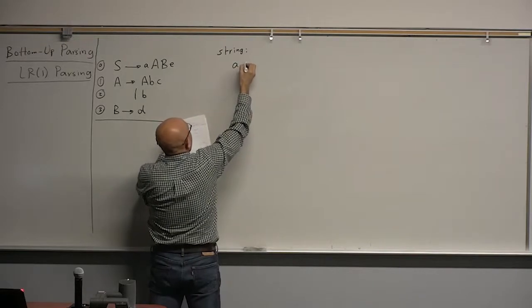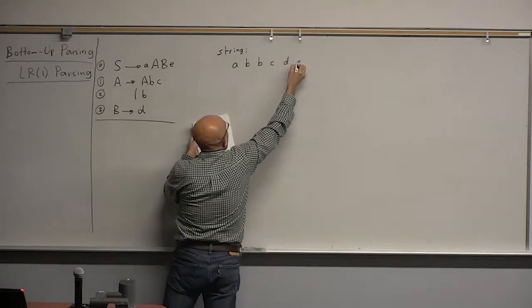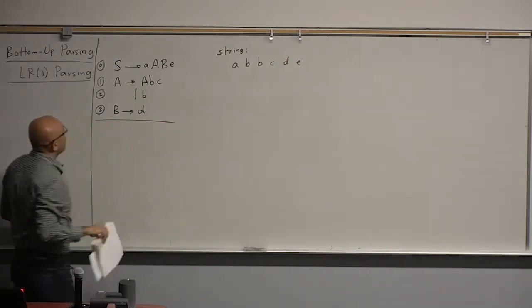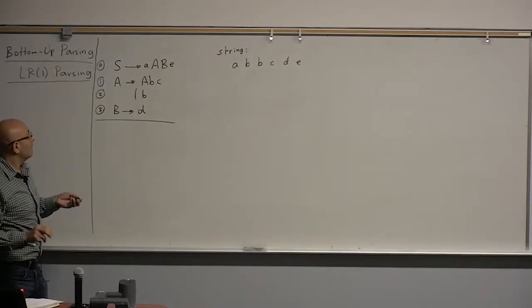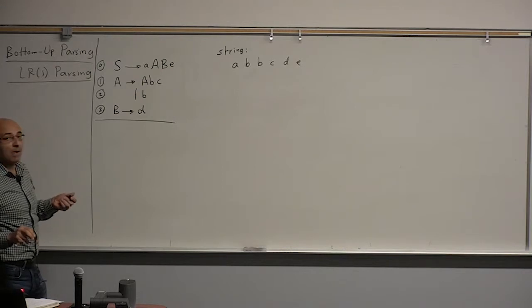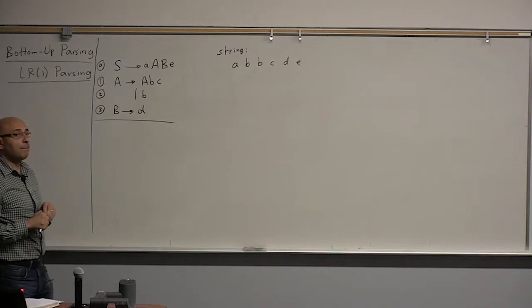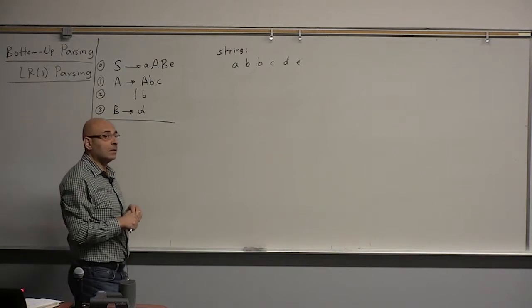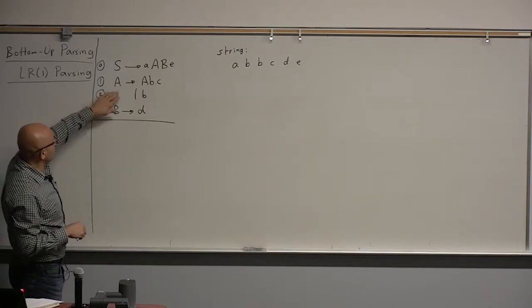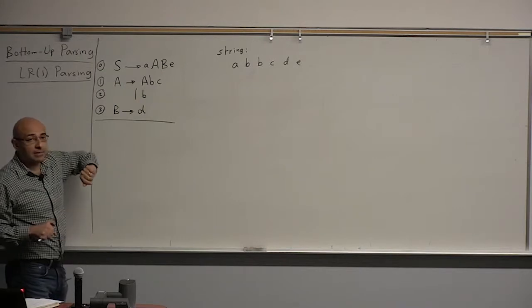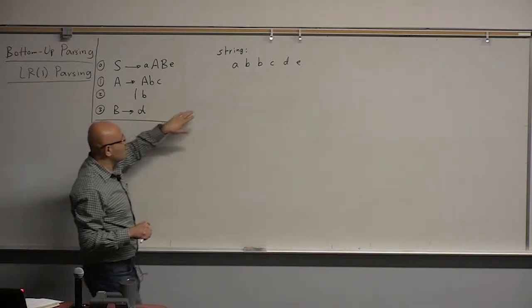A, B, B, C, D, E. Now, first of all, is this grammar LL1? No, it's not LL1. It's the left recursion on A. Yeah, so there is a left recursion on A. So this is not an LL1 grammar. So let's try to see how bottom-up parsing works on this. How we can parse bottom-up.